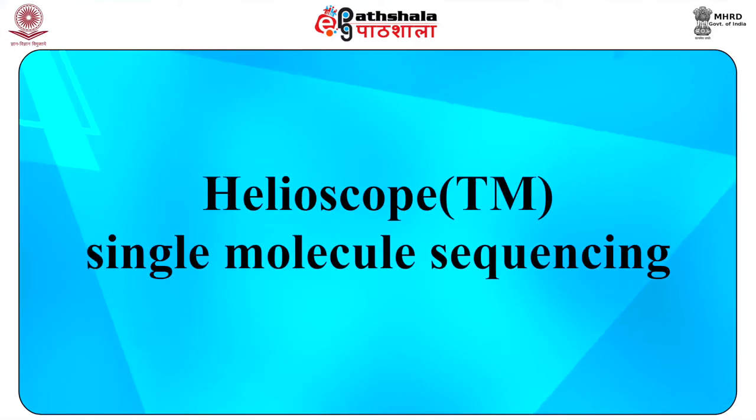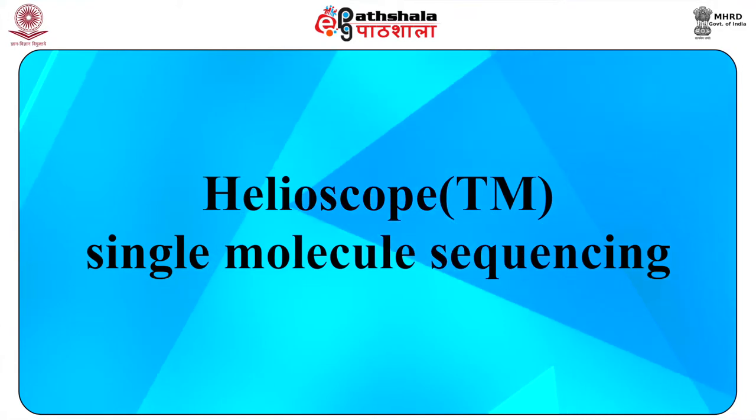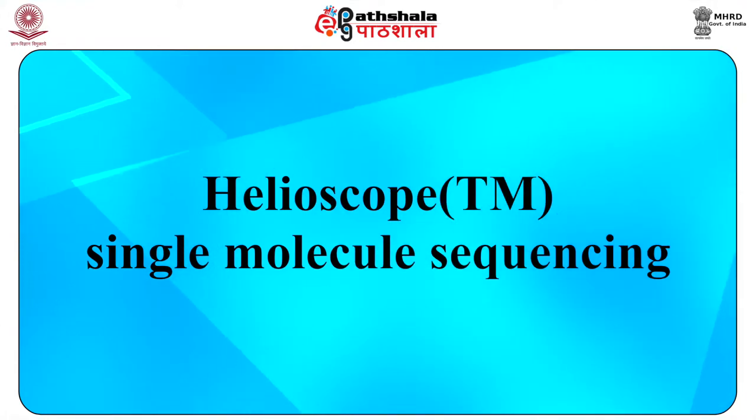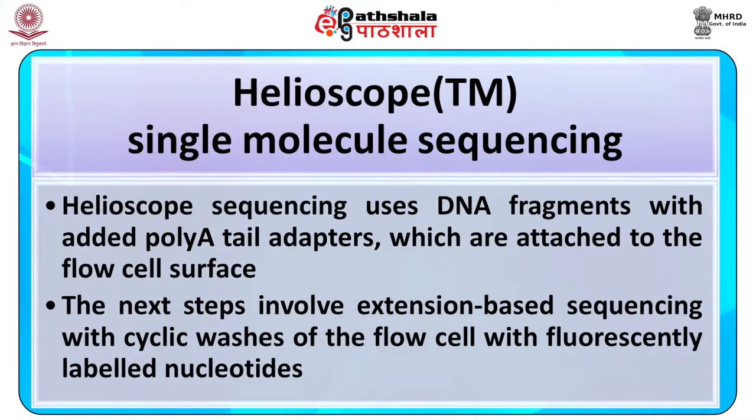Another method is Helicos single molecule sequencing. Helicos sequencing uses DNA fragments with an added poly A tail adapter, which are attached to the flow cell surface. The next step involves extension-based sequencing with cyclic washes of the flow cell with fluorescently labeled nucleotide.